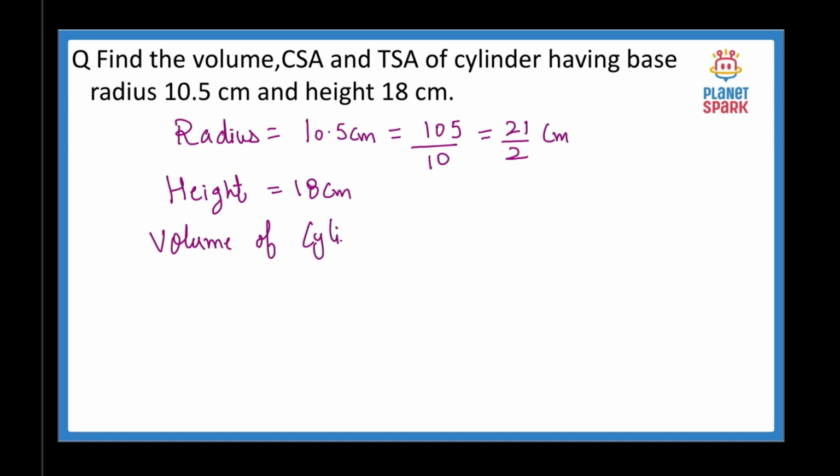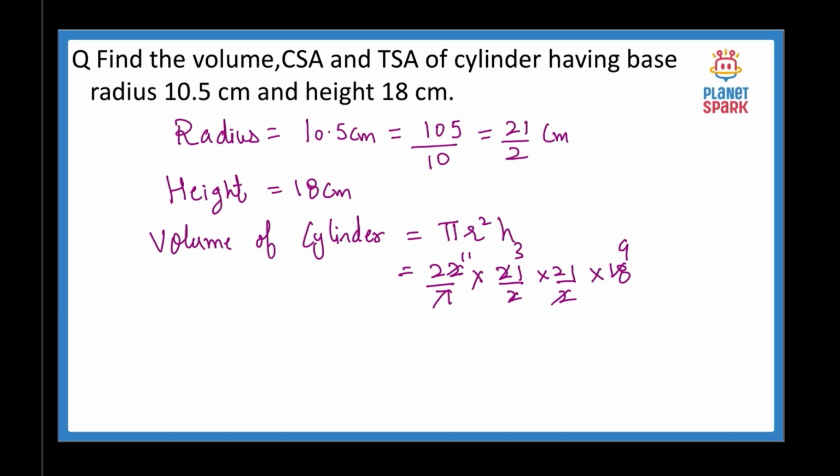Volume of the cylinder is what we have to find out. The formula is pi r square h. Pi, if it is not mentioned, we can use 22 upon 7 or 3.14. In this case, let's take it as 22 upon 7. R square is 21 upon 2 into 21 upon 2 because radius is 21 upon 2, and h is 18. Now, when I have written it as 21 upon 2, I'm able to do the cancellations, so my simplification becomes easier. So, volume turns out to be 6,237 centimeter cube.